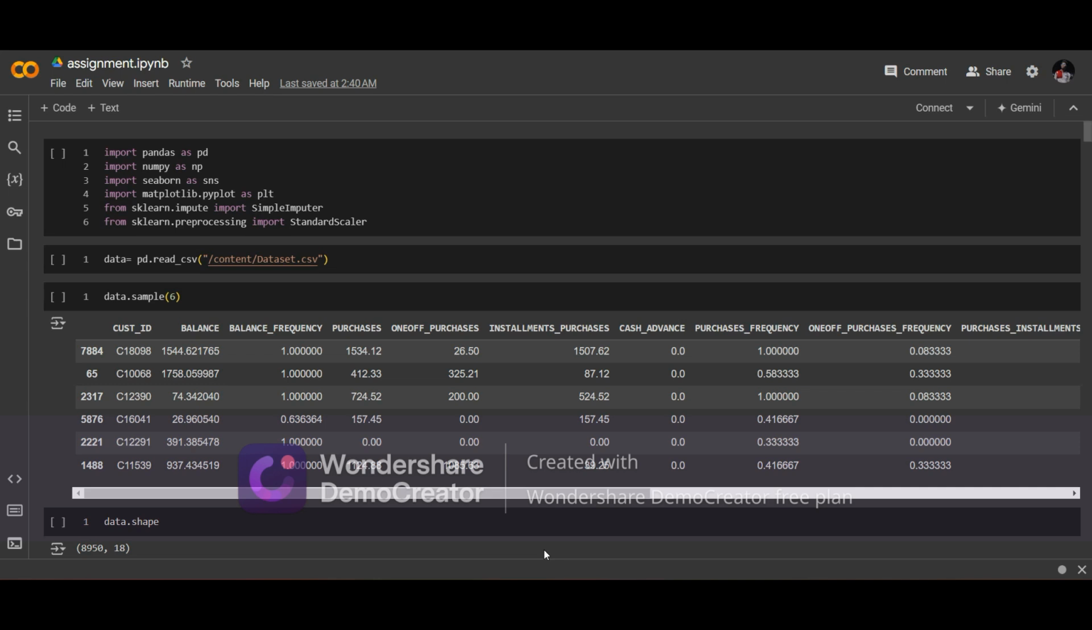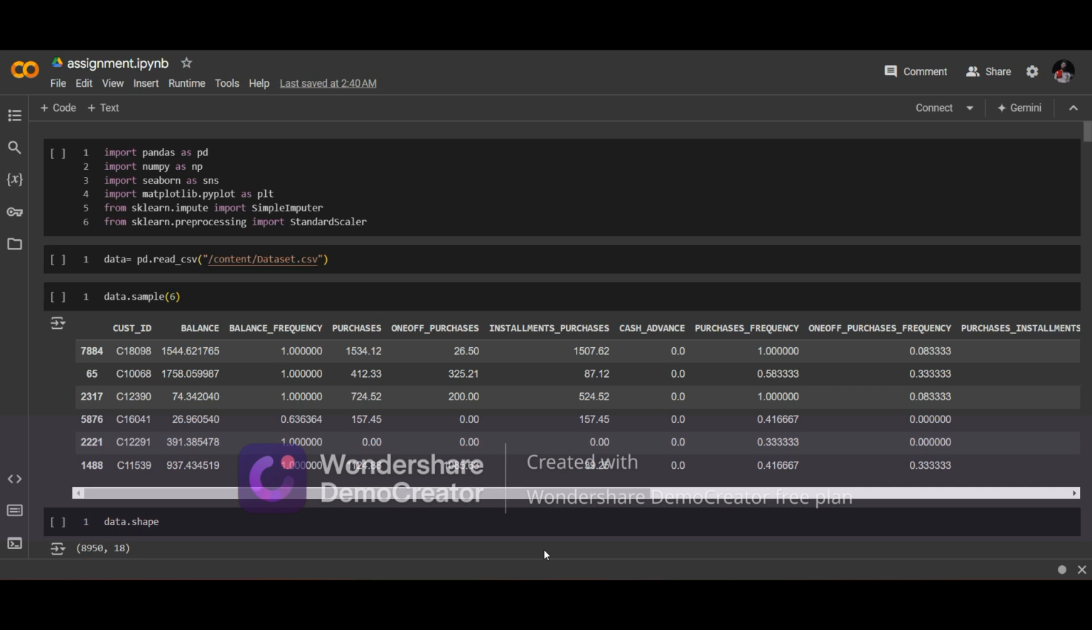And in this project I have used a clustering technique to group customers based on credit card usage patterns. This analysis allows us to propose targeted marketing strategies for each customer segment, improving engagement and profitability.